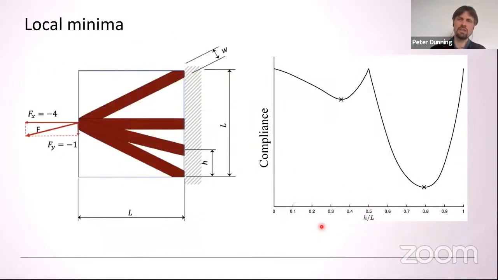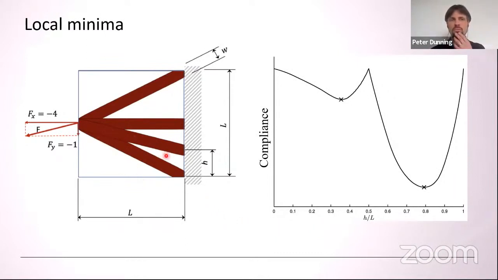One of the issues in the literature that has been observed is local minima. When you're doing topology optimization with feature mapping, you can often get very different designs if you start with your features in different starting positions. And we came up with a simple test case to show this.